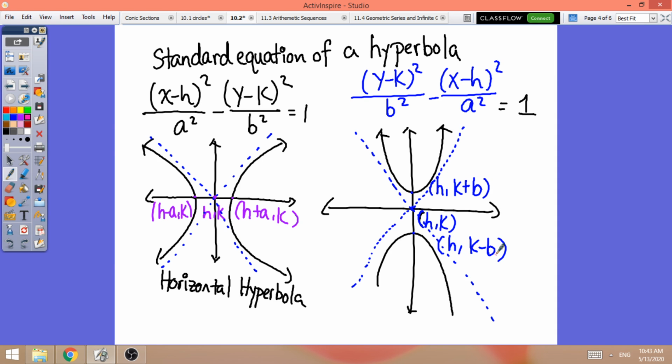So how do we find the value of a and b? It's all about the denominators. Okay? Well, this time, it's not the major axis or the minor axis. So we'll take a look at that. So as you can see that a squared is always going along with that x, and then b squared it's always coming along with that y. If x goes first, that means it's a horizontal hyperbola. If y goes first, then that'd be the vertical hyperbola.